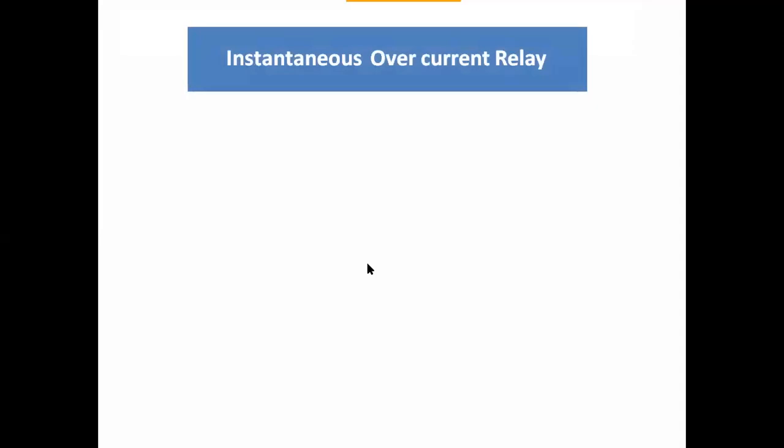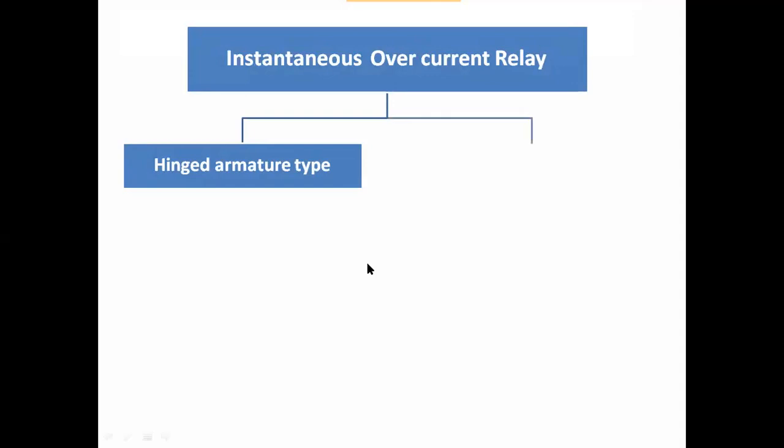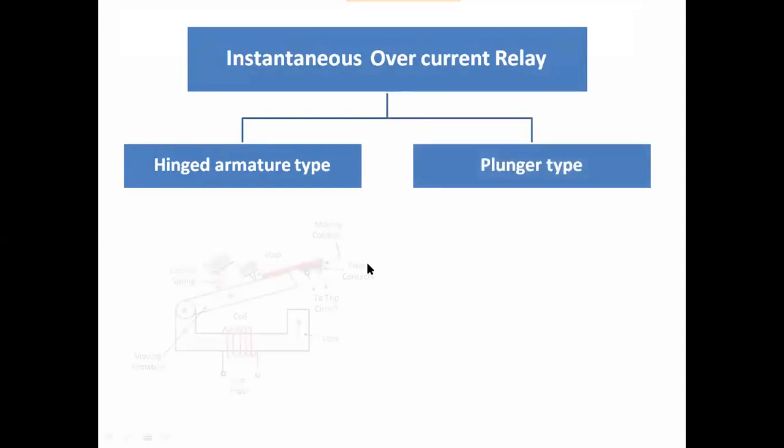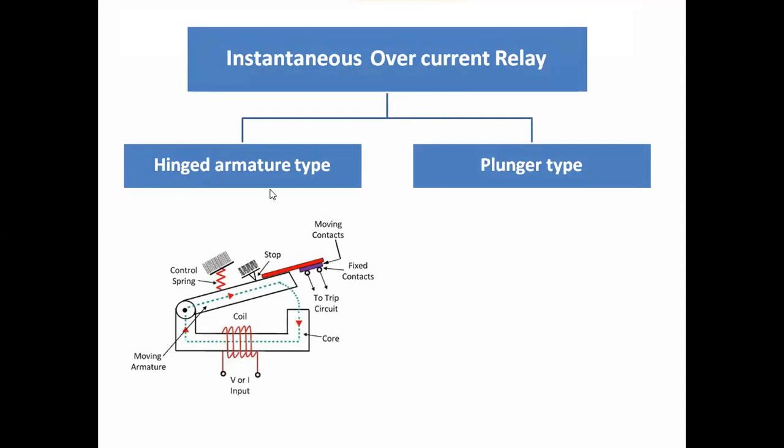First, instantaneous relay. Instantaneous overcurrent relay can be categorized into hinged armature type relay and plunger type relay. Now hinged armature relay, I've already explained its operating principle. High level of fault current passes through the operating coil, which produces the operating torque, and this hinged structure will move towards the fixed contact, and the relay will operate. So this is called hinged armature type instantaneous relay.